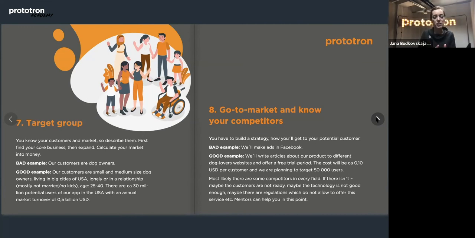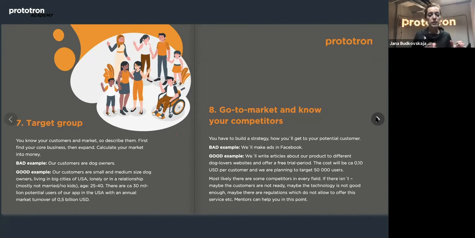And what is their age? We know that 25 to 40 is the top of the career, so the person earns the most at that time. And they even specified how many such users they would have, and what the turnover of this market size is. So for them, it's already very clear how much money they can raise, how much money they can earn, and so on.